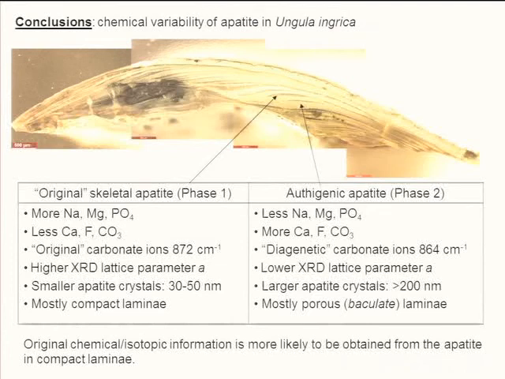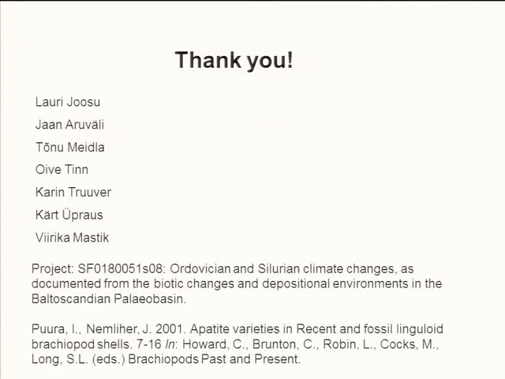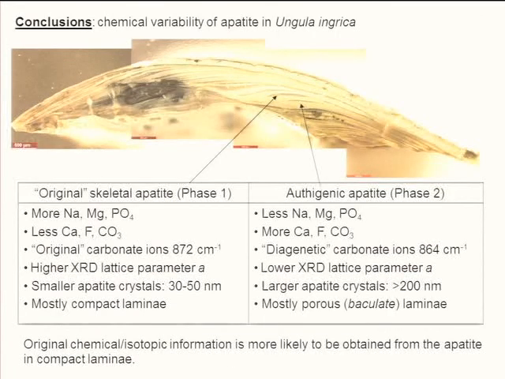The other apatite phase can be found mostly in porous lamina, and it can be interpreted as orthogenic or secondary apatite. And if we need some original information from fossil brachiopods, then the most likely place to find this information would be compact lamina. So thank you.